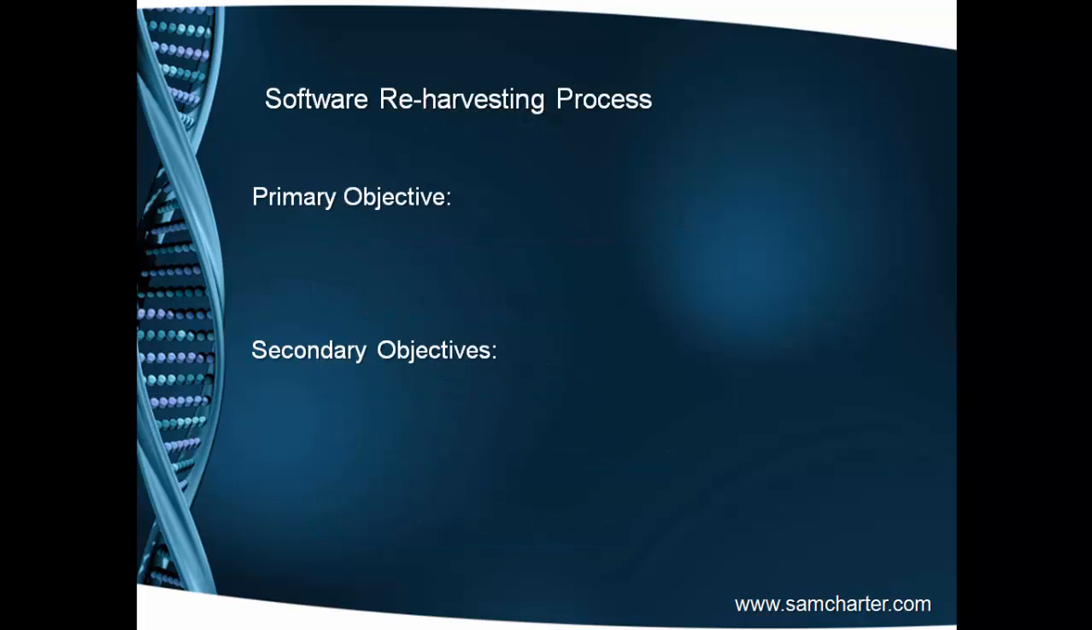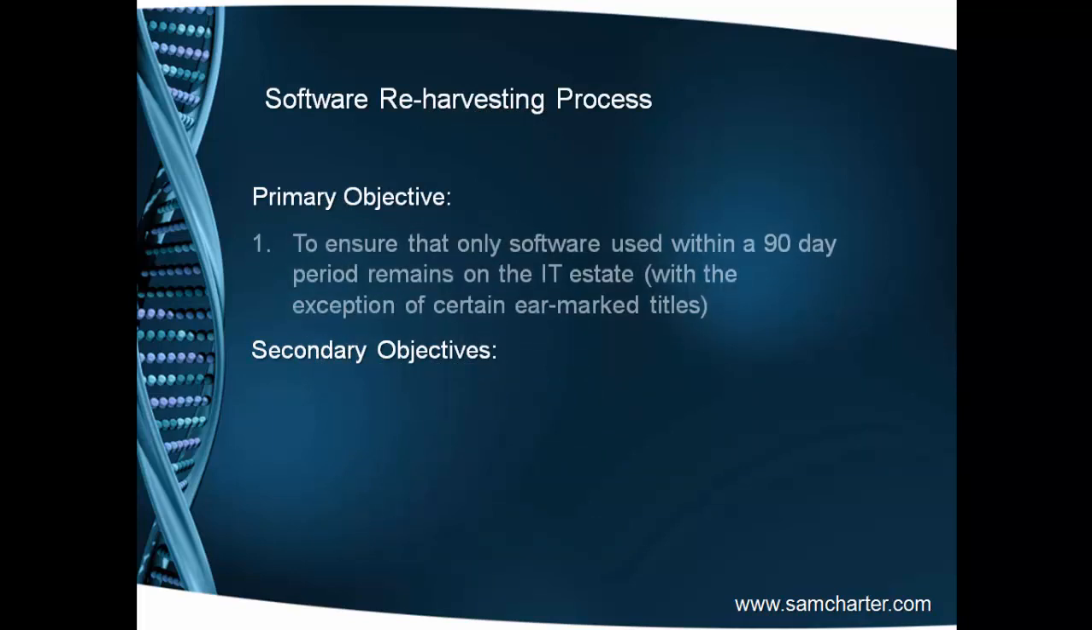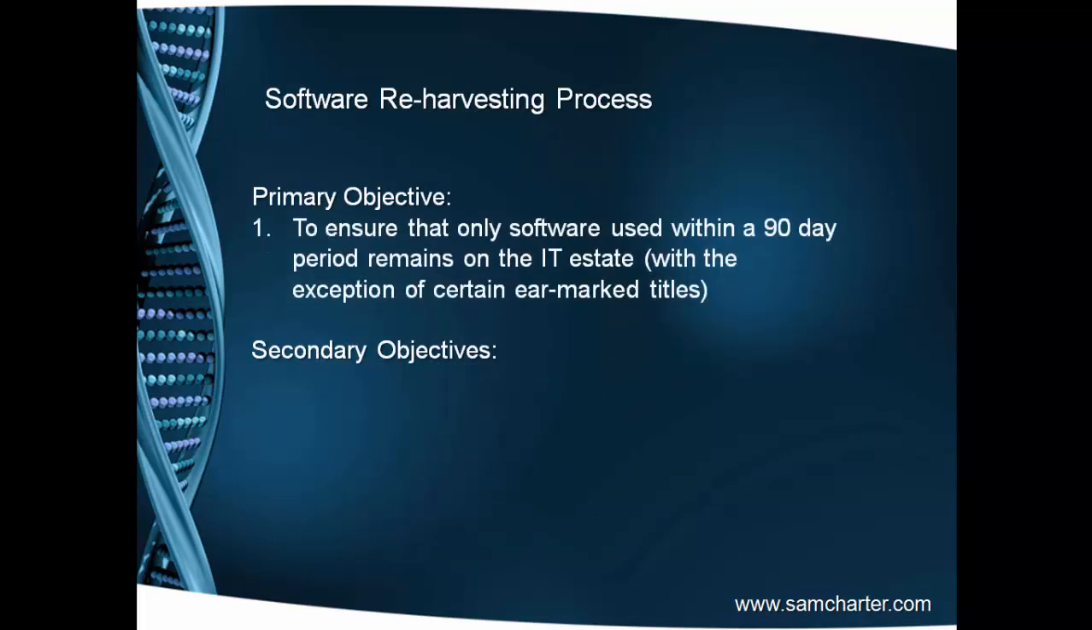So, the primary objective of the software reharvesting process is to ensure that only software used within a 90-day period remains on the IT estate. So basically, what that's saying is that you want to optimize your software assets that are installed on your network. So if they're not being used within 90 days, they shall be removed and reused elsewhere, hence the software reharvesting process name.